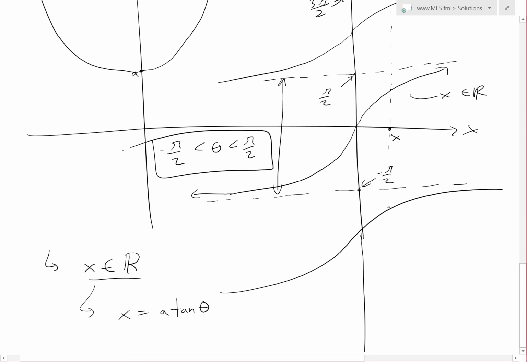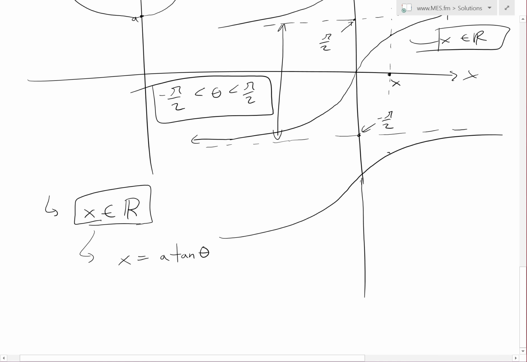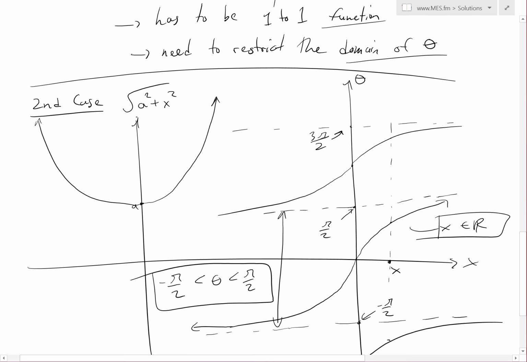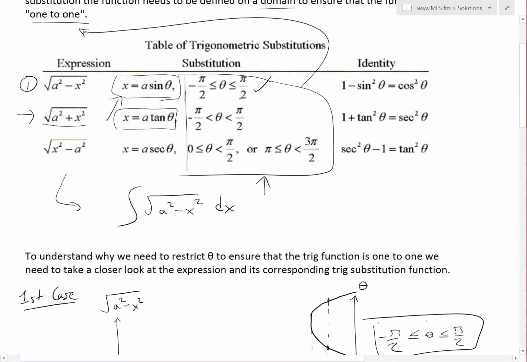So if we've restricted the domain there, we still get x as all real numbers, which fits this section of the function. When we scroll back up, as you can see, there's this restriction: it's less than and not equal to, and that is where we get that.